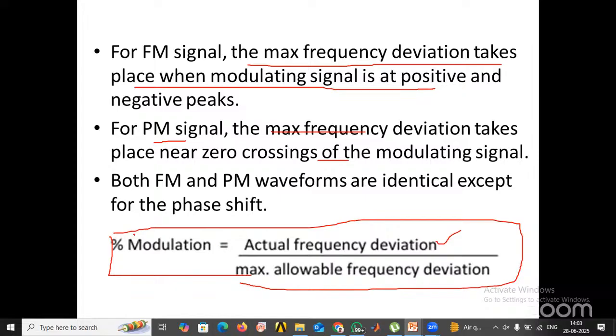In AM, we wrote Am by Ac, the modulation index, into 100. So here we define it in terms of deviation. Actual deviation by maximum allowable deviation is the modulation index.